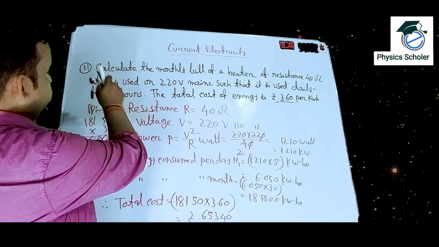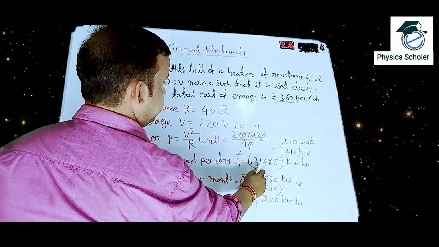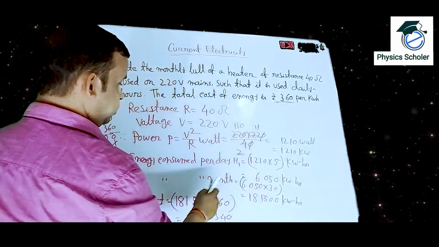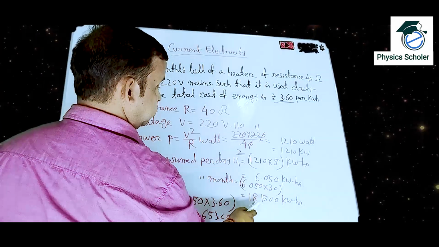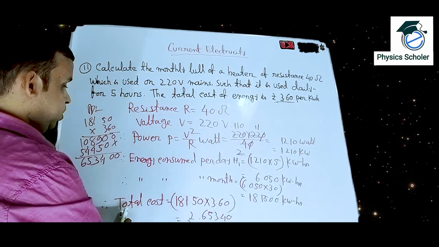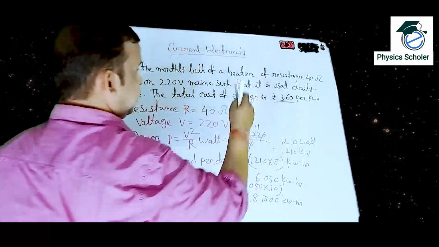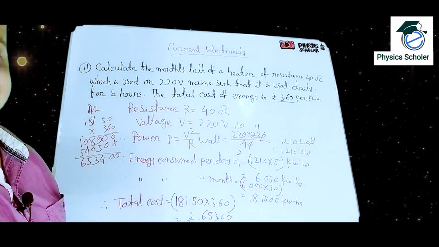So per day we are using for 5 hours. So per day energy consumed is 1.210 into 5. So per month means 30 days, so it will be multiplied by 30. So this is kilowatt hour, the total energy consumed. So total cost will be total energy into the amount. So that will be the electric bill.